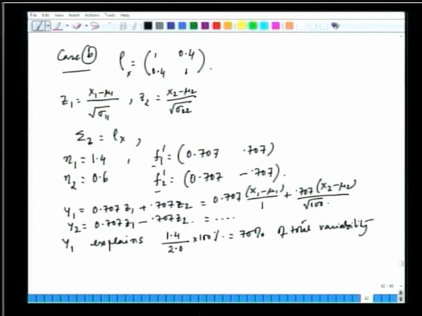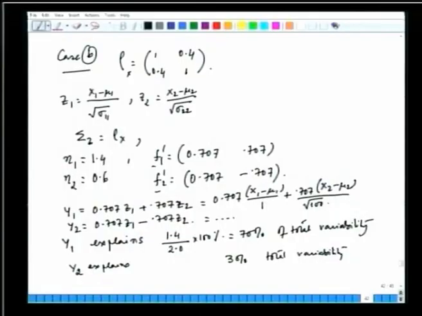And if I consider the y2 part of it, it explains the rest of it, right, because y1 and y2 together account for the total variability. Now that is what we see here. The difference is if we work with the covariance matrix versus the correlation matrix. When we worked with the covariance matrix, we saw that y1, the principal component calculated from the covariance matrix, explained 99% of the total variability. But here when we consider the correlation matrix, we see that y1 explains only about 70% of the total variation.